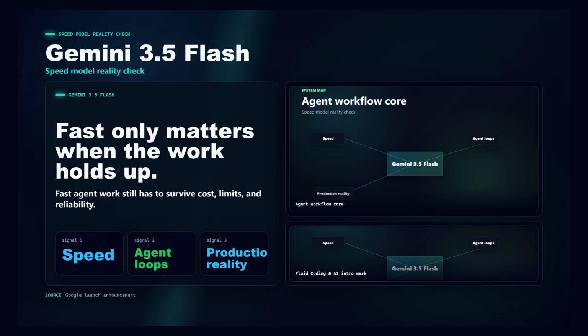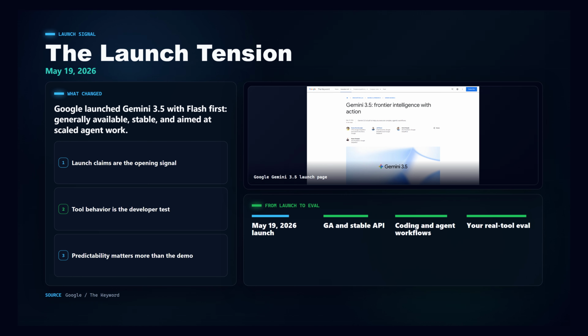Gemini 3.5 Flash is Google's new speed model, but the real question is not whether it is fast. The real question is whether it is ready to run useful agent work without surprising you on cost, limits, or reliability. Google introduced Gemini 3.5 on May 19, 2026, and started the family with Gemini 3.5 Flash.